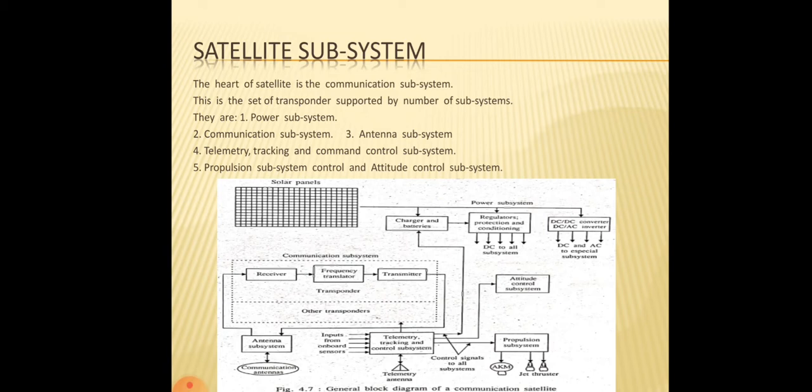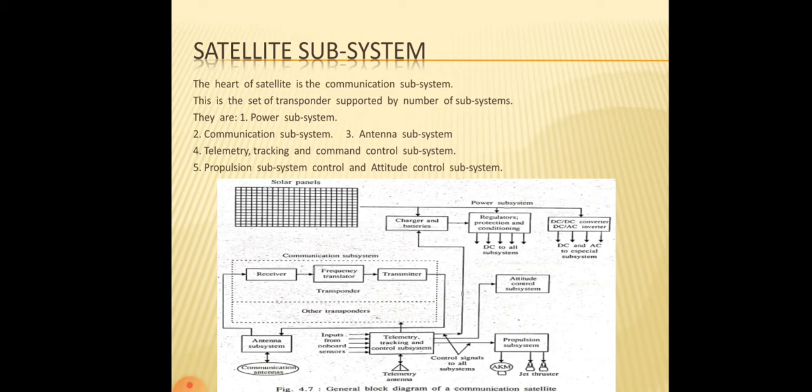First one, you can see the power subsystem. What will this power subsystem do? Whatever power has to be given to the satellite will be supplied by the power subsystem. Here solar panels are there, because in space we can't supply power from the Earth, so solar panels will be generating it. Then there will be a charger and batteries, and regulators for protection, then a DC to DC converter and a DC to AC converter. Wherever DC is required, DC is given; wherever AC is required, AC will be given.